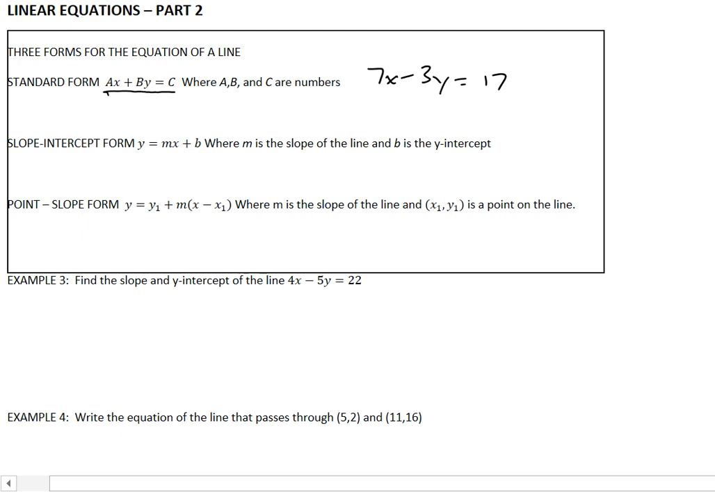Now, ironically, that's called the standard form, and it's the one we probably use the least because the other ones are so useful. But we still use standard form because there are some lines that cannot be written in slope-intercept form or point-slope form, most notably x equals 7 or x equals anything. We can't really write those in slope-intercept form, because those are the equation of a vertical line.